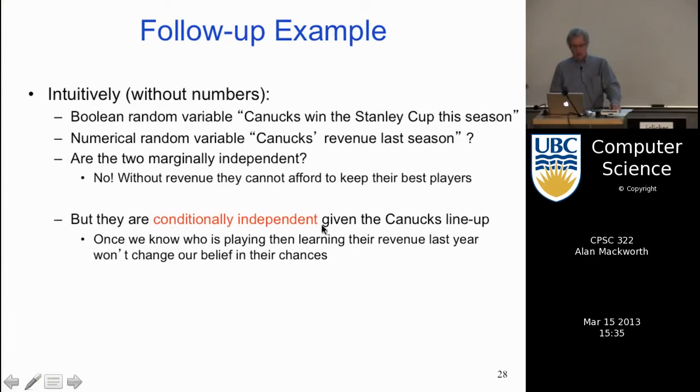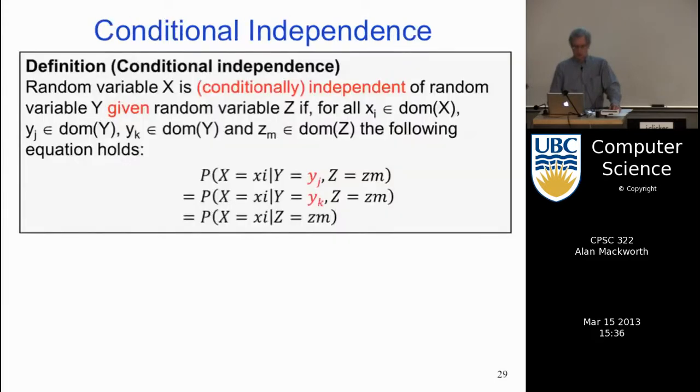They are conditionally independent. If I tell you what the lineup for this season is, who are the guys they've signed for this year, that cuts off the knowledge of the revenue from last year. Okay? So once you know who's playing, then learning their revenue from last year won't change your belief in their chances. And it turns out vice versa. Right? So that's what we call conditional independence. Sometimes I can tell you the value of a third variable, and if you know that third variable, telling you the other variable doesn't make any difference. Okay? Because the extra variable I gave you is the one that has all the information.